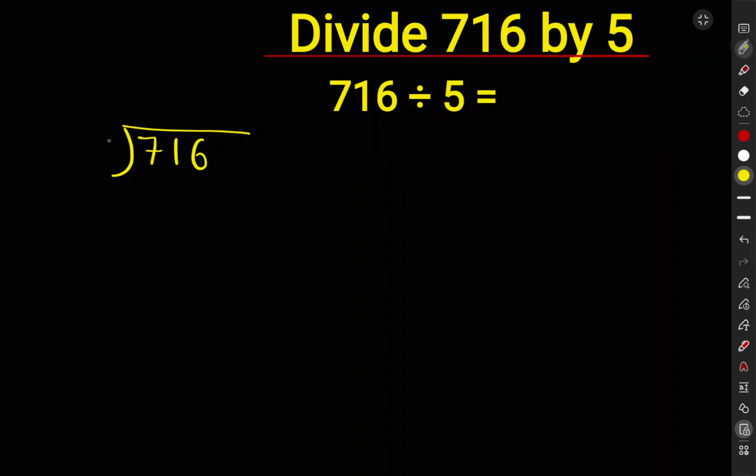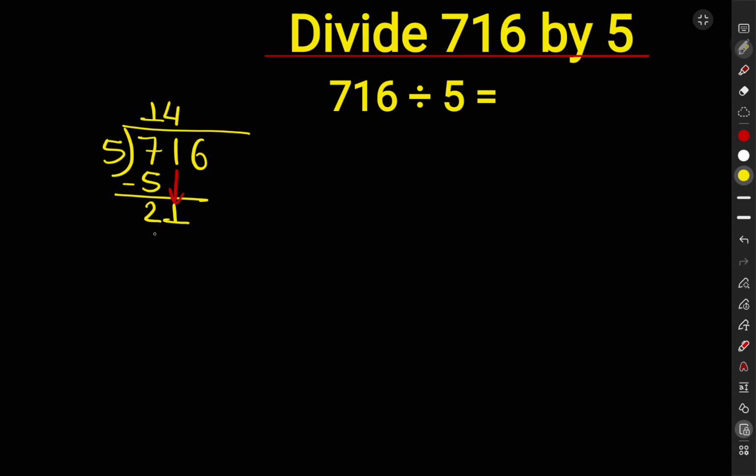716 divided by 5 in a long division method. 5 times 1 is 5. On subtracting we get 2. So again we put down this 1 and it is 21.